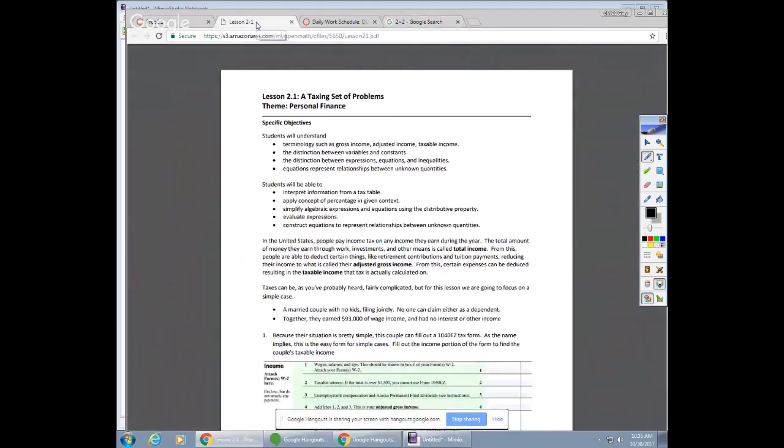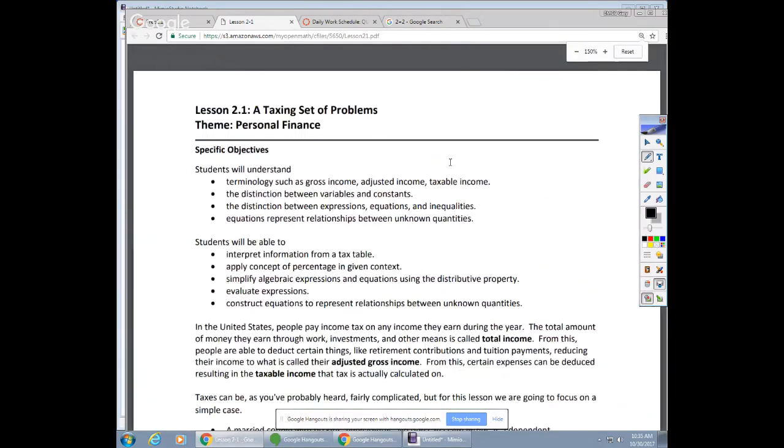So if you have that available, take it out. Some things we're going to get used to here. We're going to play around with variables and algebraic expressions in order to kind of generalize how this income tax stuff works with formulas. We're going to get used to ideas like gross income versus adjusted income versus taxable income. And those are three different things, and we'll play around with those calculations.